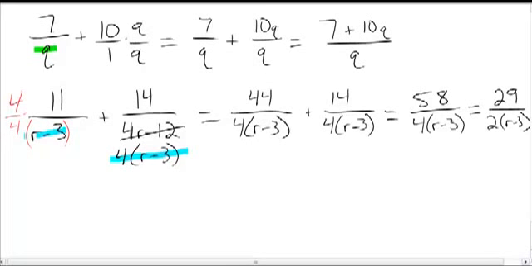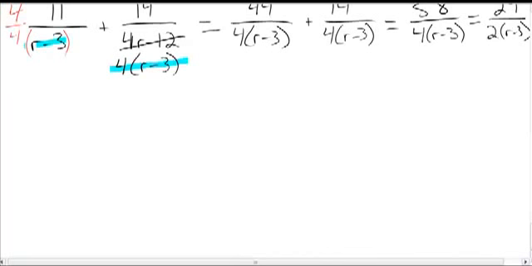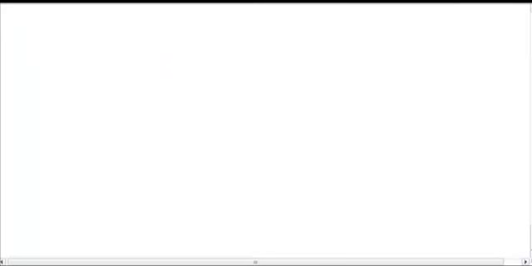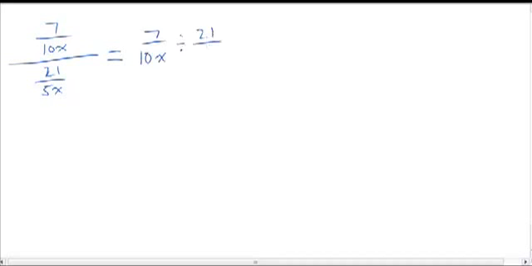Okie dokie. Flying right through this here. What do I have? Oh, how about a complex fraction? Let's do a couple of complex fractions because you're going to see a couple of these on your test. We'll do an easy one first: 7 over 10x, all of that over 21 over 5x. Now remember, a complex fraction is just another way to write a division problem. So forget that it's a complex fraction when it's written like this, and think of it as 7 over 10x divided by 21 over 5x.